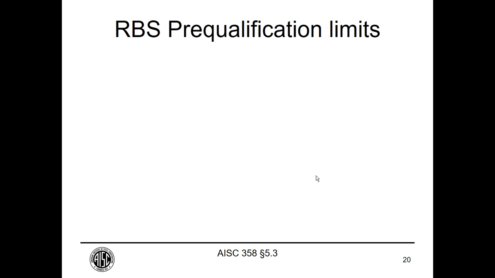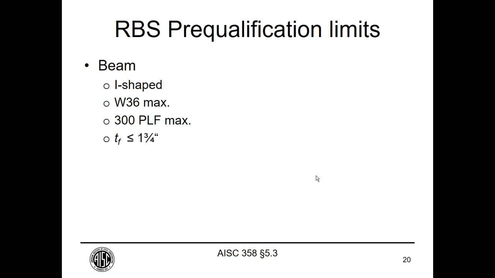So the member restrictions, these are covered in AISC 358, section 5.3. The beam has to be an I-shaped beam. It could be built up, but typically it's a rolled I-shape. 36-inch max, 300 pounds a foot max. The flange thickness is limited to 1 3/4 inches. And for a special moment frame, the span to depth ratio should be at least 7.